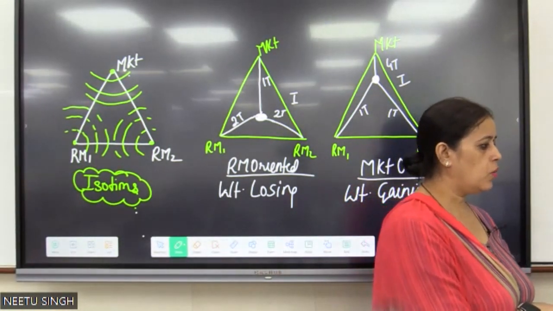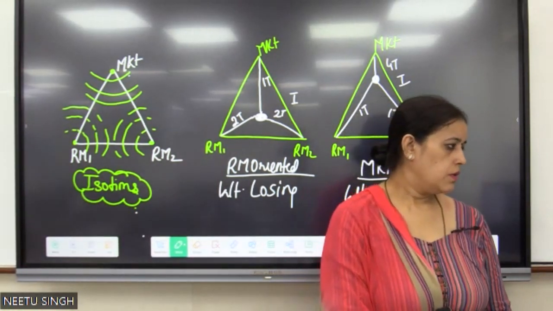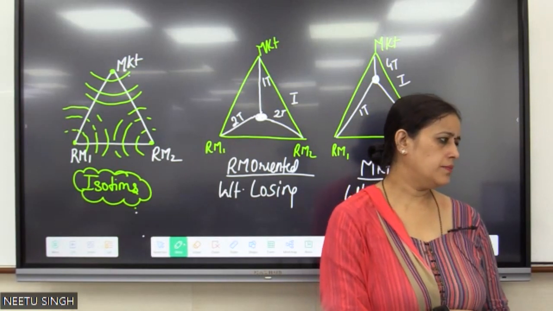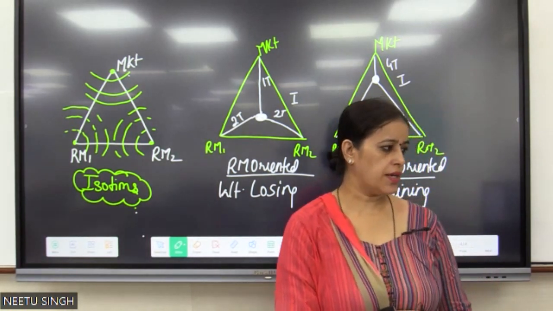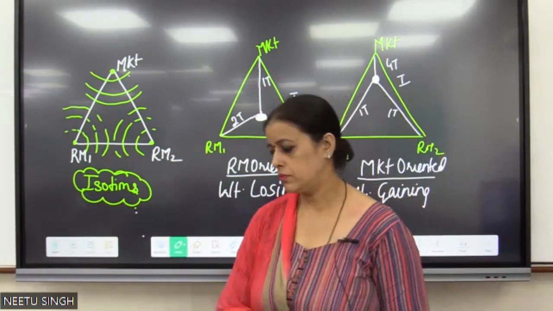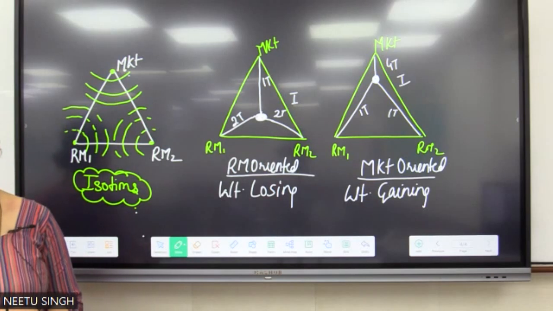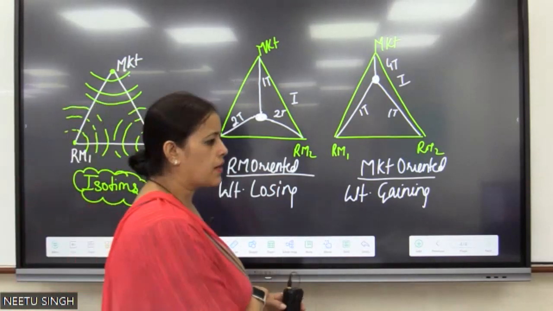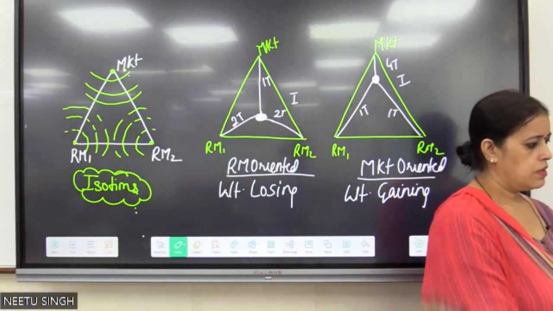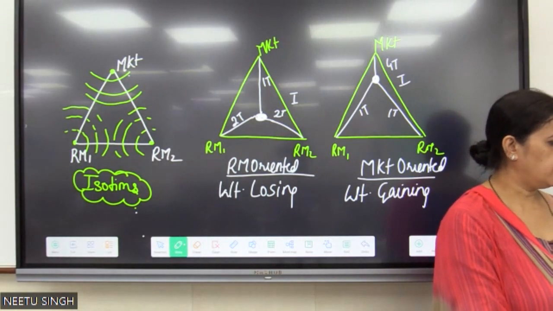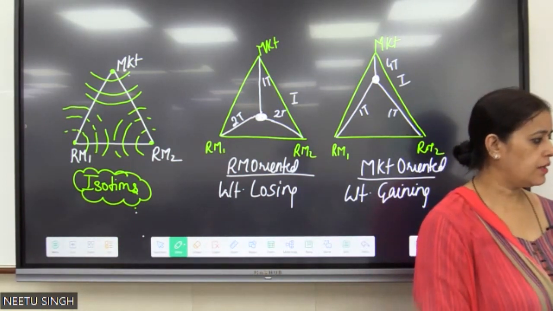Raw material oriented, boldly underline. Raw material oriented for the weight losing industries. Write separately. Market oriented. Market oriented location for weight gaining industries.